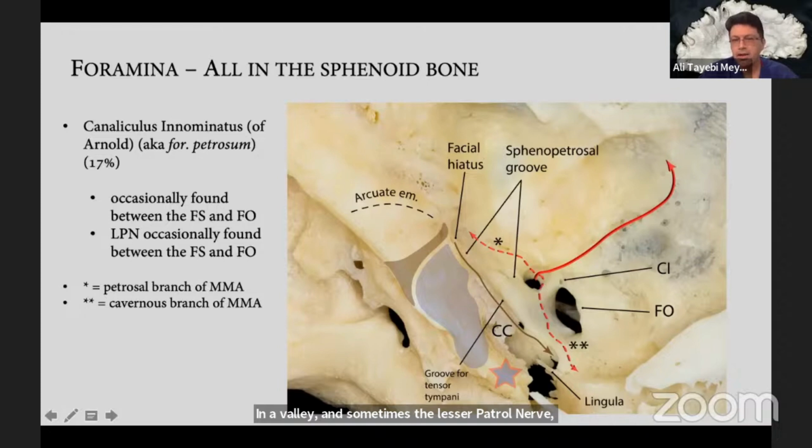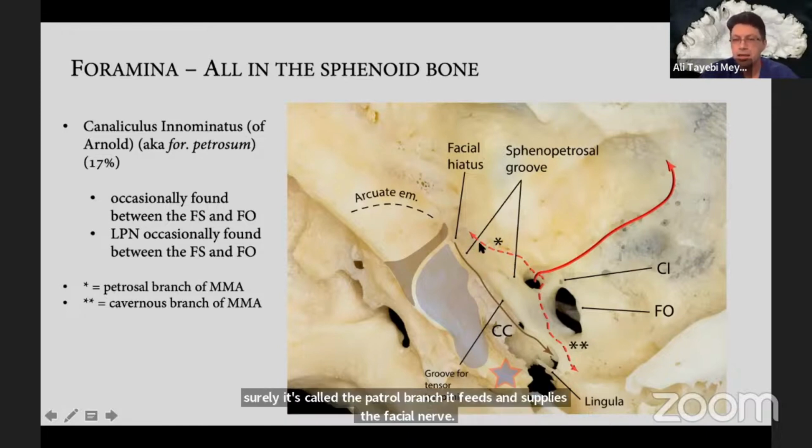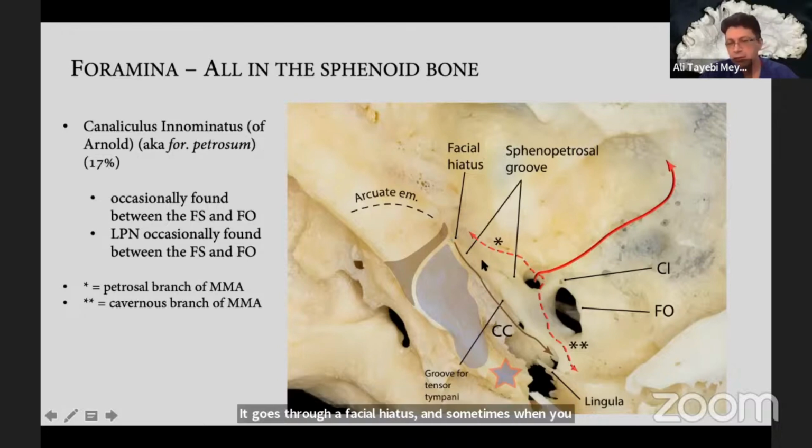Okay. Here I have delineated two possible branches of the MMA. The MMA mainly goes laterally, superiorly, and anteriorly. This is the interclinoid process. When the MMA emerges from the foramen spinosum, there is one branch that goes to the cavernous sinus, but there is another more important branch that goes posteriorly. It's called the petrosal branch. It feeds and supplies the facial nerve. It goes through the facial hiatus. And sometimes when you do this, if this is a major source of blood supply to the facial nerve, the patient will have facial nerve palsy. So that's unfortunate, but it could happen.